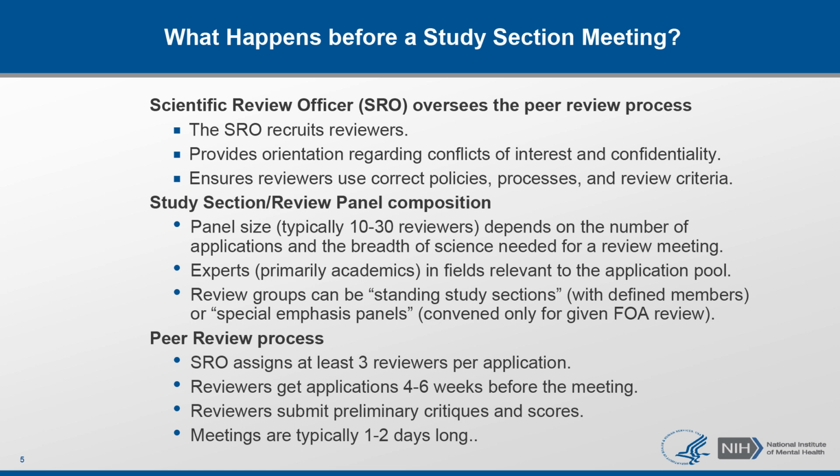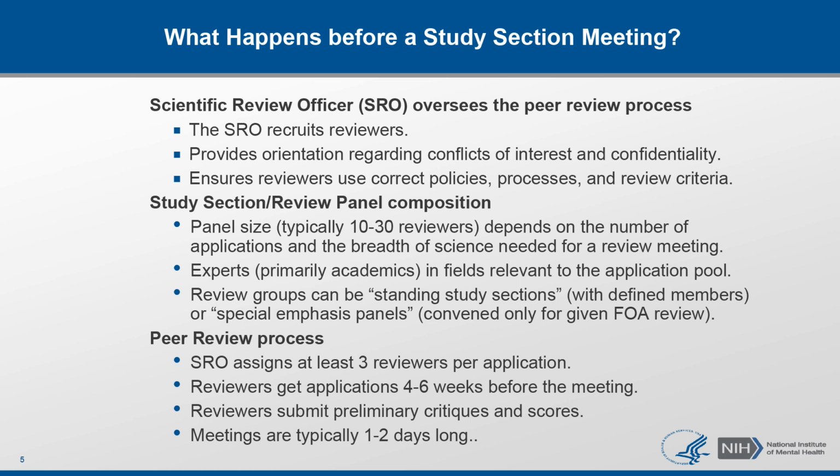The study section review panel, those are interchangeable terms, typically is comprised of about 10 to 30 reviewers. They can be smaller and they can be larger, but that's the most typical range. And it really depends on the number of applications that need to be evaluated by a given grouping and the breadth of the science that needs to be covered for that review meeting.